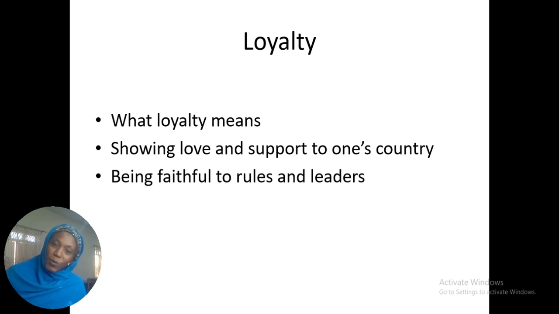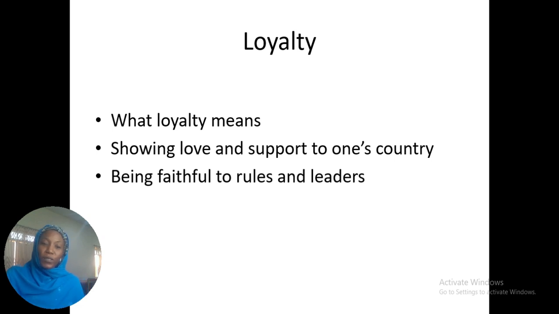In our subsequent classes, we looked at the following topics: loyalty, the evidence of loyalty, and also leadership, types of leadership, good leadership, and bad leadership. So I'm going to take us through a revision class on the following topics. I'm not going to be too detailed, just a recap.